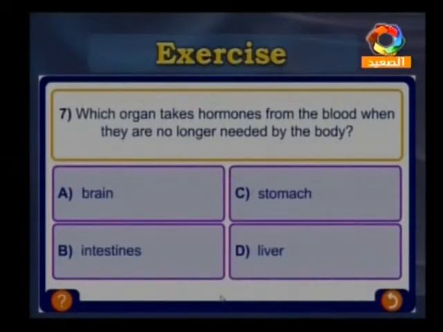Next we have: which organ takes hormones from the blood when they are no longer needed by the body? Here we have the brain, stomach, intestines or liver. So which one? We have the liver. Yes, very good.